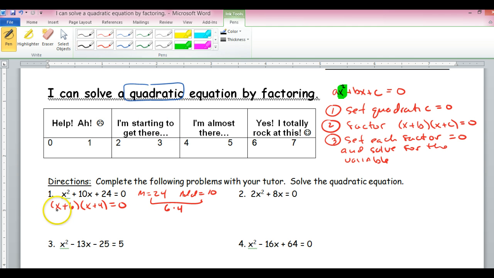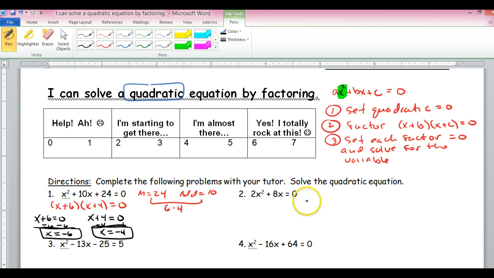Well, now that we have it factored, I'm going to take each of these factors and set them equal to 0. And when I solve for the variables, I get x equals negative 6. That is one solution. And when I subtract 4, I get x equals negative 4, and that's my other solution. So if factoring is the part that's stumping you, I would probably go back to some of the videos on how to factor from the last unit, because it is very important for this unit.